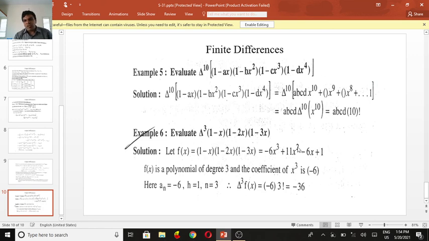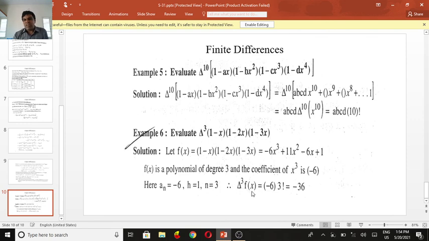Again, the coefficient of x squared is 11, then minus 6 for the coefficient of x, plus the constant term. This is a polynomial of degree 3, so we can write minus 6x cubed plus 11x squared minus 6x plus 1. So f of x is a polynomial of degree 3, and the coefficient of x cubed is minus 6. Here a naught is minus 6, h is 1, the constant difference is 1, and the degree n is 3.